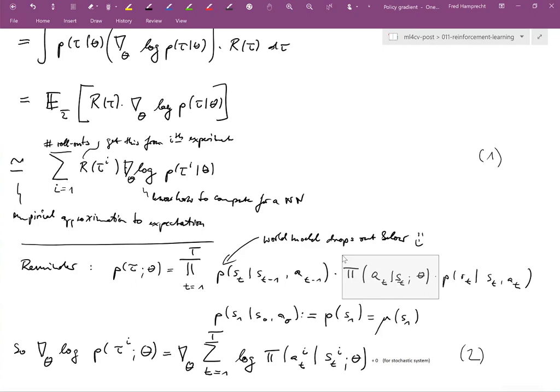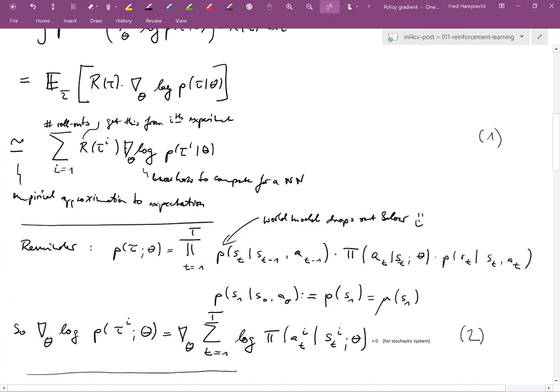So when we now take the log of this, then this product becomes a summation over log terms. And if we then take the gradient with respect to theta, then only this term here survives. This is really important because this is where the world model was. So this one and also this one here.